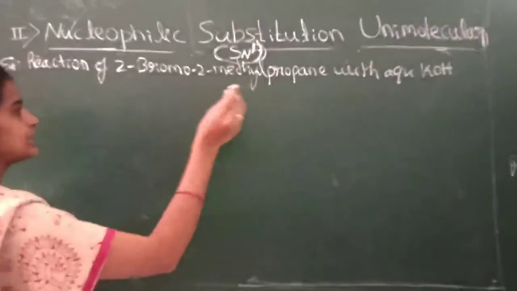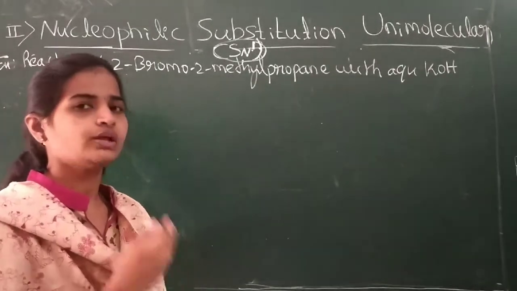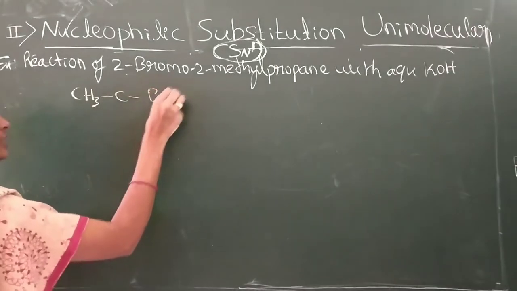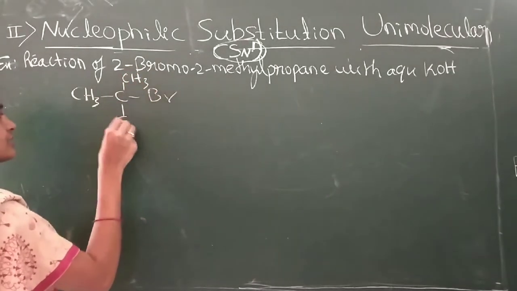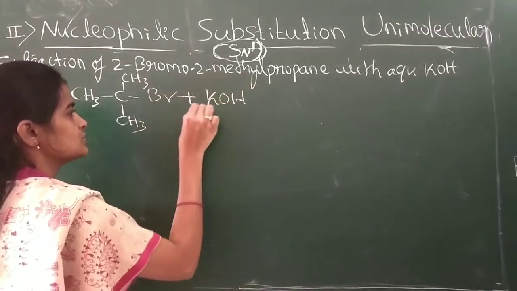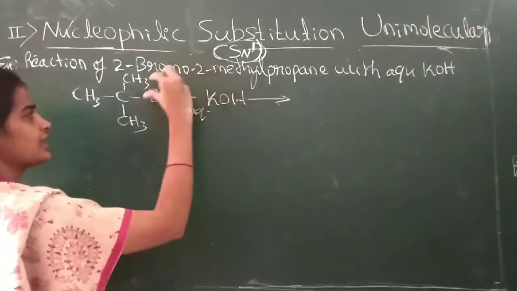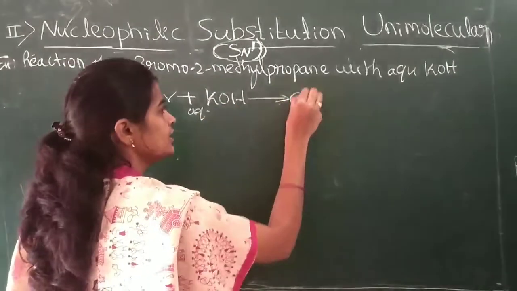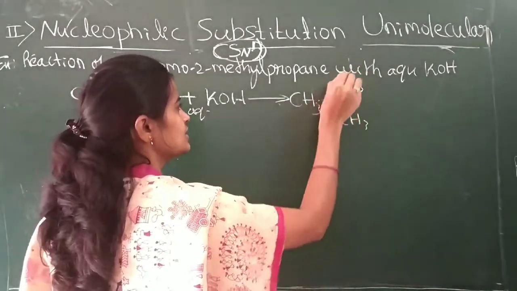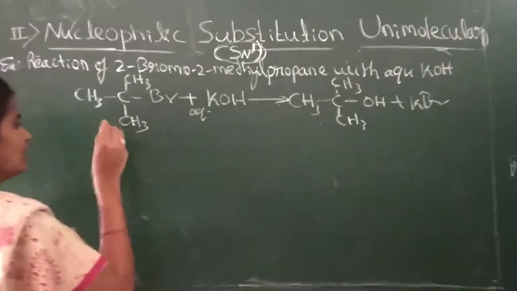The reaction of 2-bromo-2-methyl propane, whose common name is tertiary butyl bromide. I am writing (CH3)3C-Br plus aqueous KOH. This OH minus, being a nucleophile, attacks here and the bromine leaves as a bromide ion. It forms (CH3)3C-OH plus KBr.